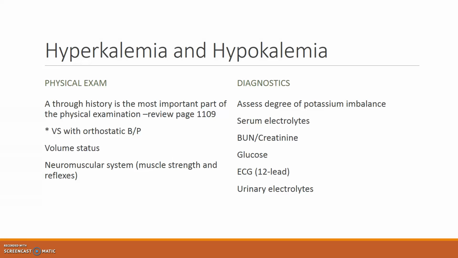Diagnostically, we're always assessing the degree of potassium imbalance, and that's through serum. We're looking at serum electrolytes, blood urea nitrogen and creatinine, and that's kidney function. Glucose, you need a serum glucose. ECG, 12 leads should always be obtained, and urinary electrolytes.